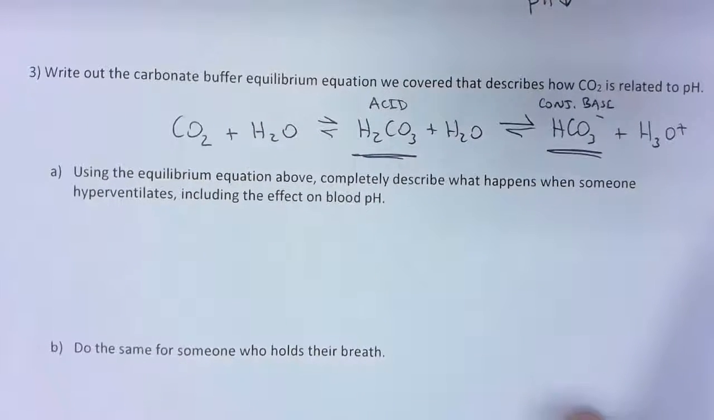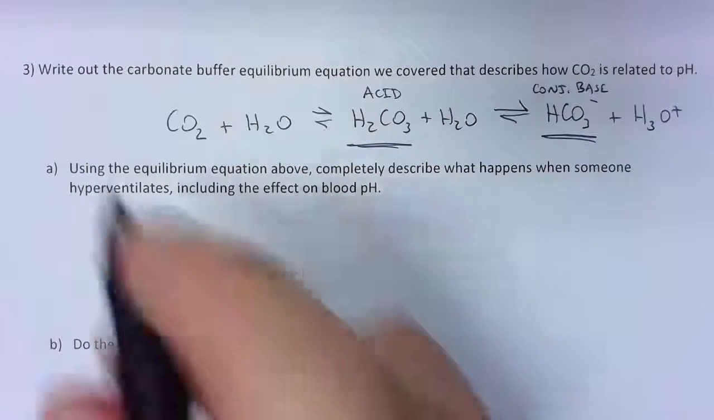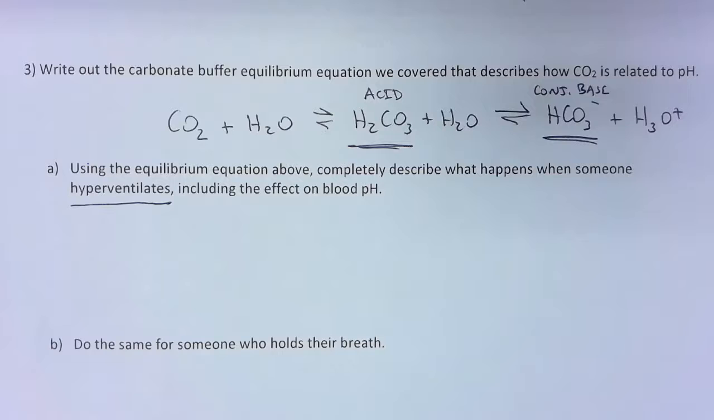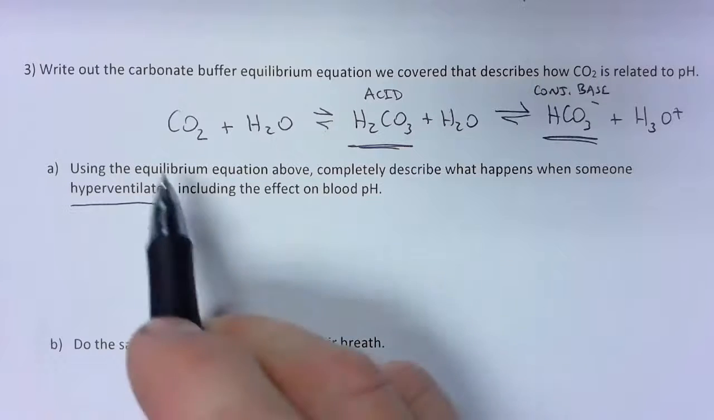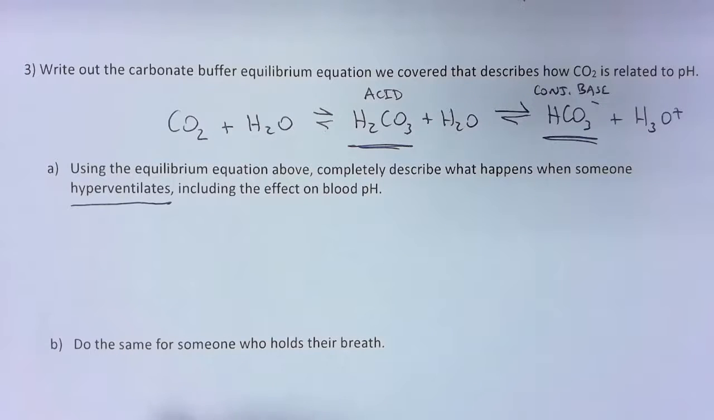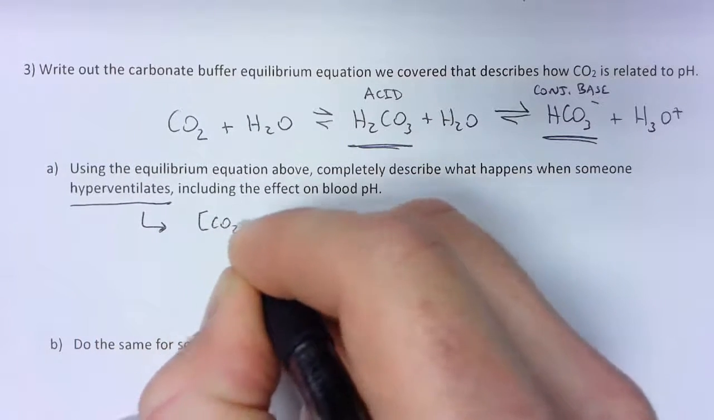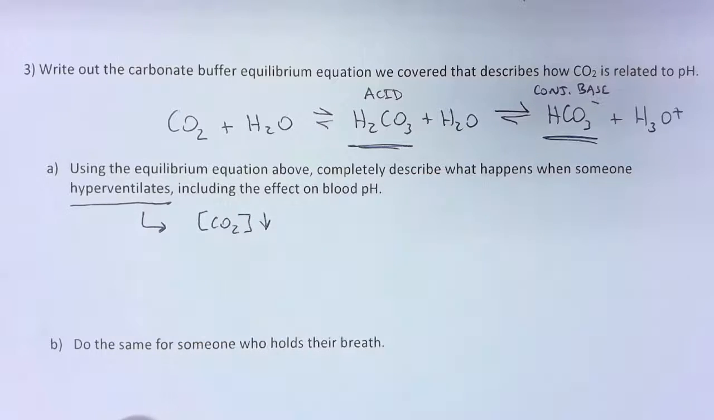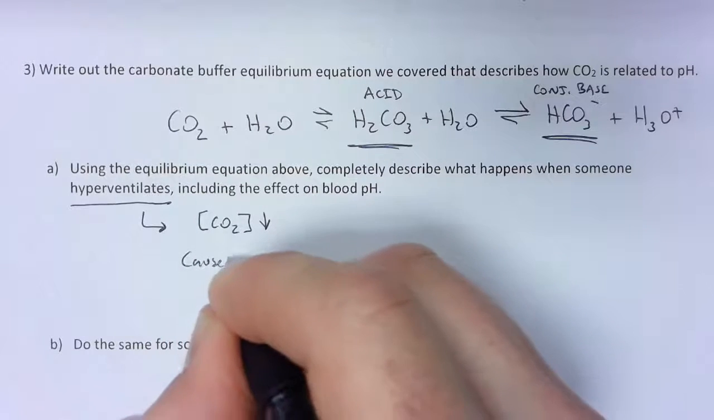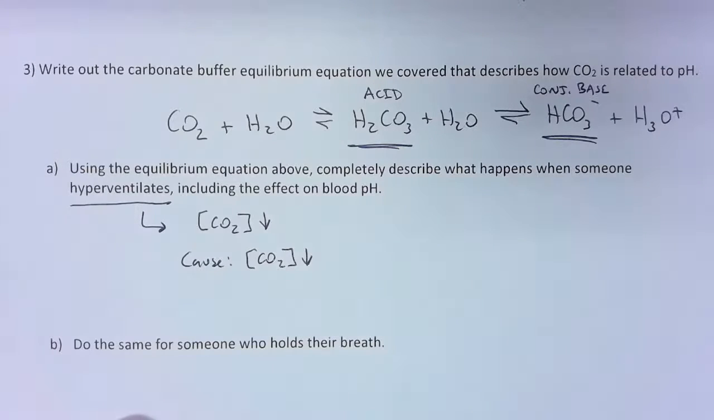So this says, using the equation above, completely describe what happens when someone hyperventilates. Now we need to know something about hyperventilation first. When someone hyperventilates, they are effectively removing CO2 from the bloodstream by breathing really fast. So hyperventilation means that the concentration of CO2 in the blood is going down. So the cause of the disruption is CO2 concentration goes down.